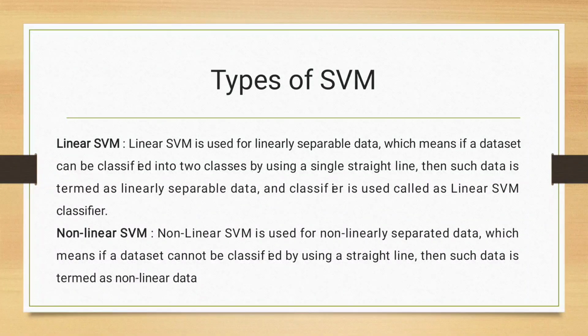Now, non-linear SVM. Non-linear SVM is used for non-linearly separated data, which means if a dataset cannot be classified by using a straight line, then such data is termed as non-linear data.